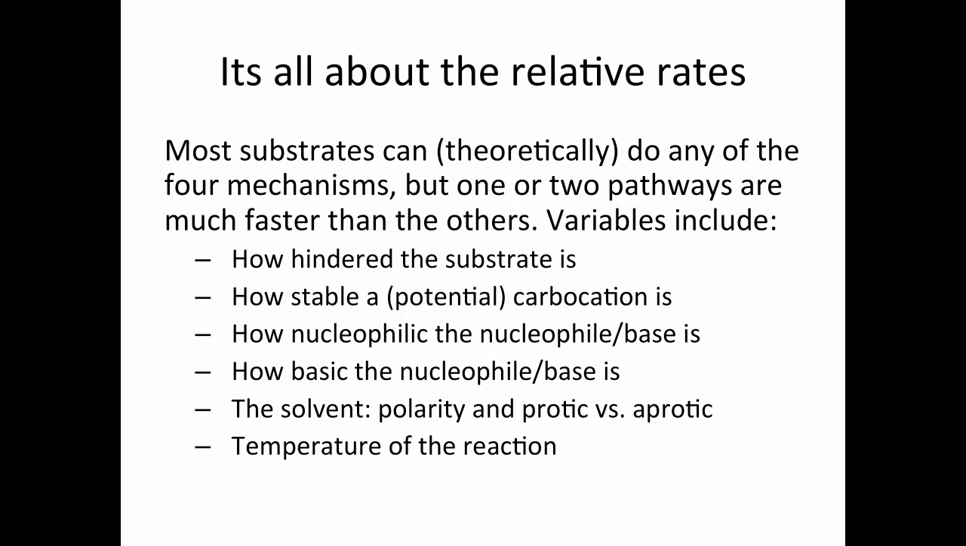The way in which one mechanism occurs rather than another is all about the relative rates. Theoretically, any of the mechanisms could happen. However, under a given set of conditions, one or two of the mechanisms is going to happen more rapidly than the others and determine the outcome. The mechanism is determined in part by how hindered the substrate is, how stable a potential carbocation would be, how nucleophilic the nucleophile or base is, how basic the nucleophile or base is, the solvent, whether it's polar and whether it's protic or aprotic, and the temperature of the reaction. These are all things that we can modify to change the mechanism.